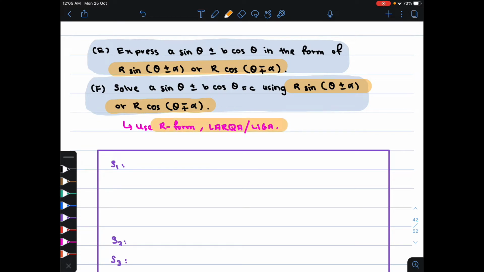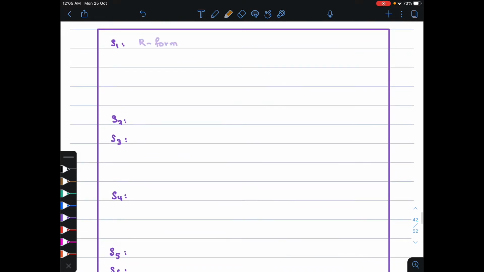And in R form, you may need to use Larka or even Liga. So let's look at the steps that are needed for R form. Step 1 is to write R form. Note that R must be positive and alpha is an acute angle.